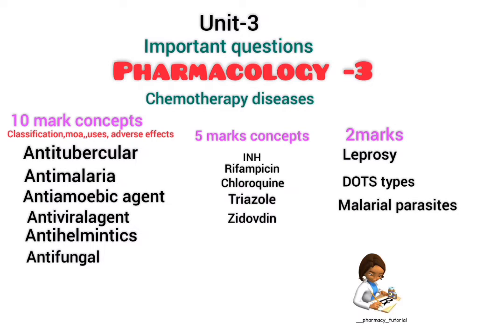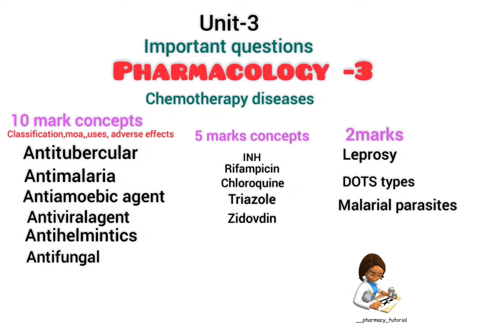In 5 marks concepts, individual drugs' mechanism of action they are going to ask: INH, rifamycin, chloroquine, triazole, zidovudine. So these are the important drugs. They are going to ask its mechanism of action, uses, adverse effects, pharmacology. Next, from 2 marks, they are going to ask what is leprosy and DOTS, types of malaria parasites. The 2 marks questions will be of this kind.